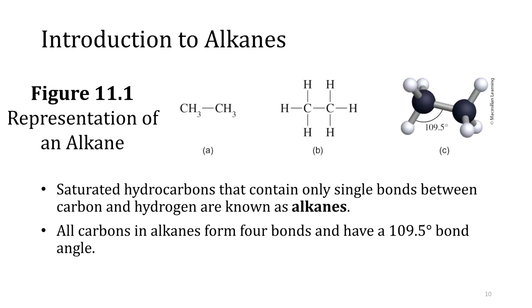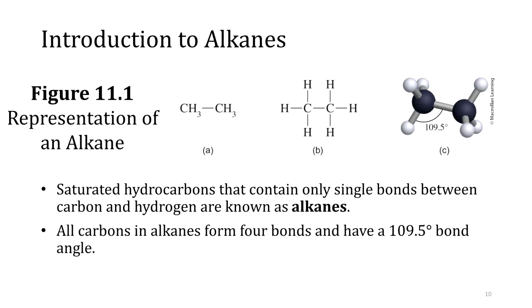So let's continue with our introduction to alkanes. So here are 3 different representations of a molecule that's called ethane. This has a formula of C2H6. You can see that we have CH3 bonded to CH3 with a single bond. In A, we've represented it this way. In B, we've drawn the more explicit Lewis dot structure. And then in C, we have our ball and stick model.